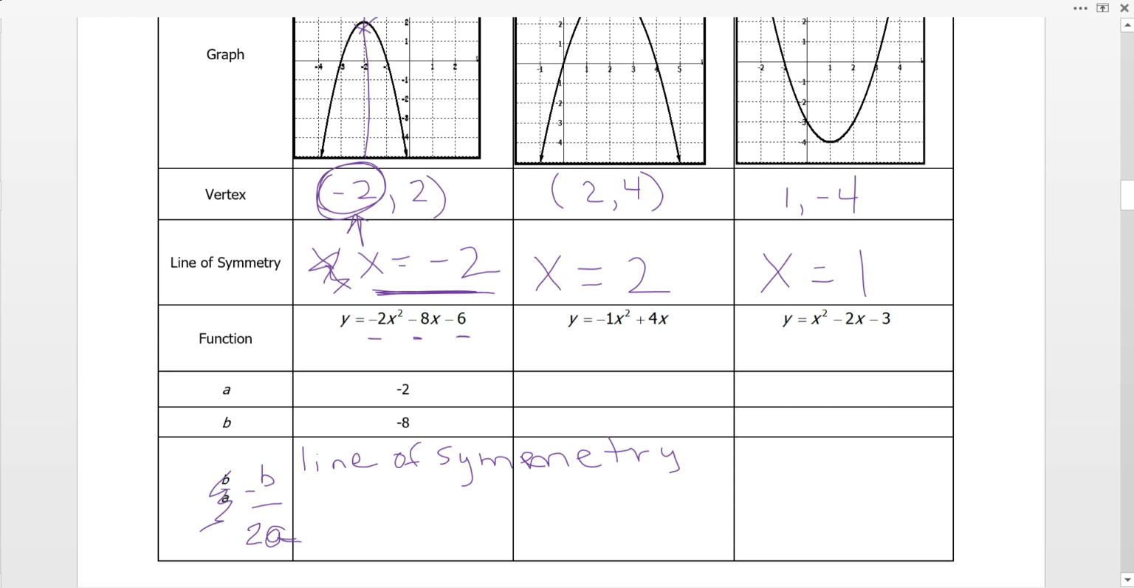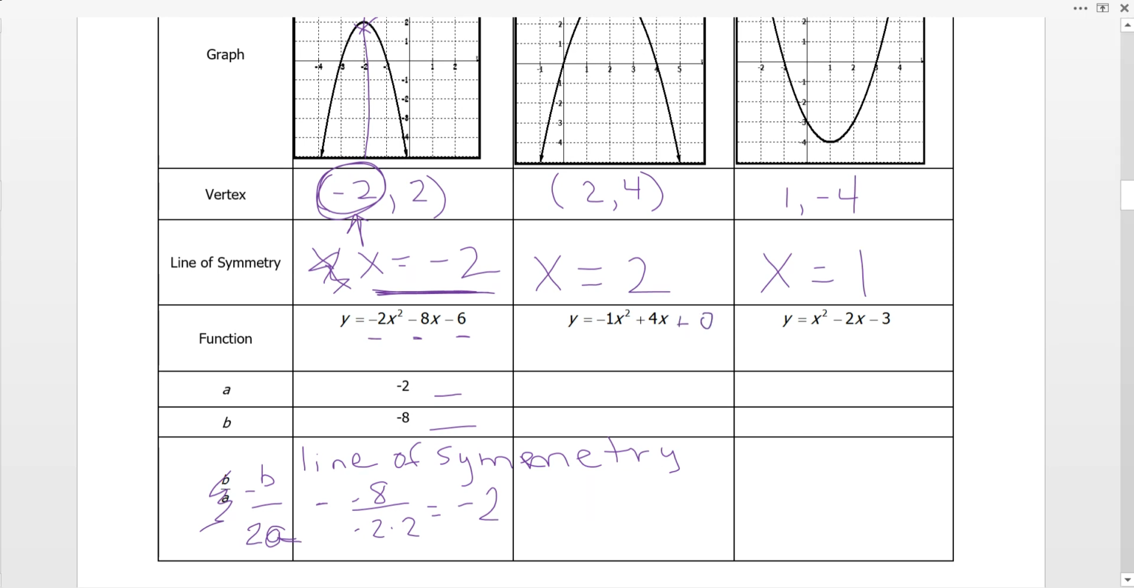So for this first one, when a is -2 and b is -8, there's always a negative sign in front. So whatever I have, I'm going to do the opposite. So I have 8 over -2 times 2. So I have 3 negative signs. A negative divided by a negative is positive. But then I have another negative sign, so it's going to end up being negative. 8 over 4, which is 2, so -2, which is the same as our line of symmetry we had up at the top. How about that?